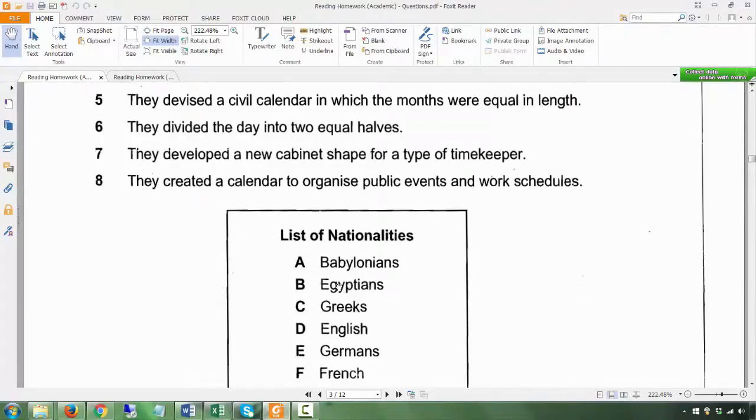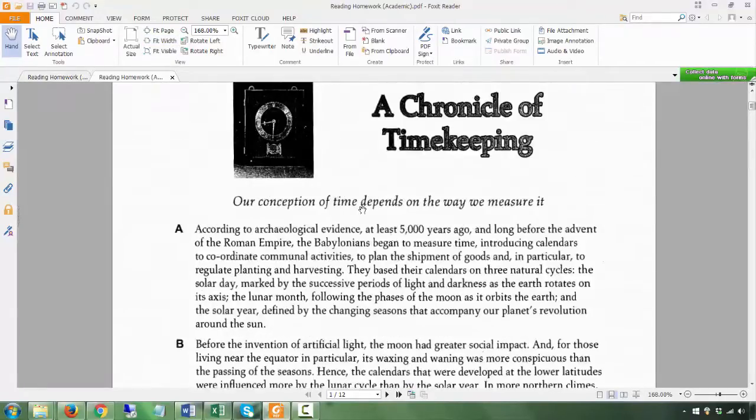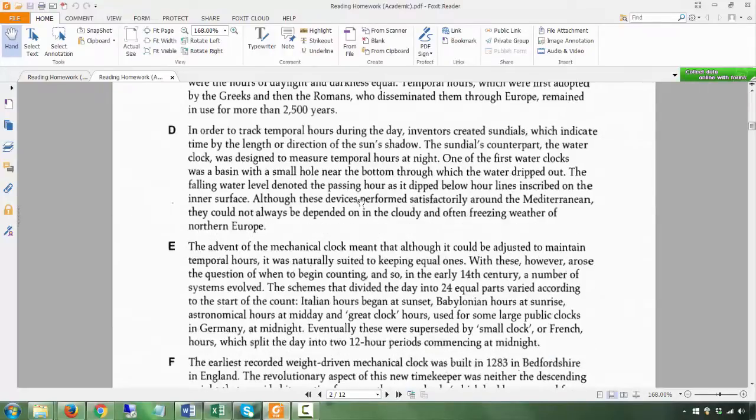They divided the day into two equal halves. 6 is going to be F, French. The French people. Where does it talk about two equal halves? Two equal halves.